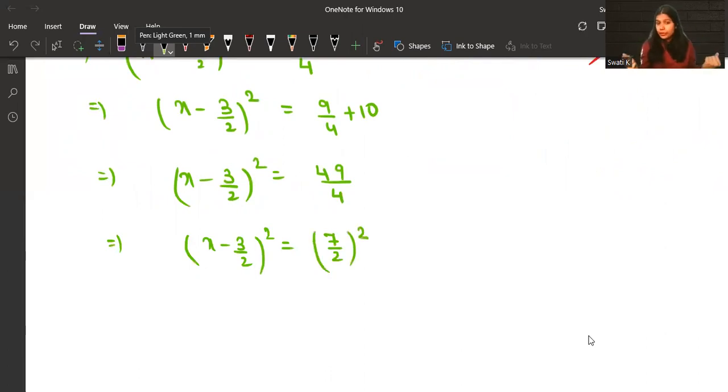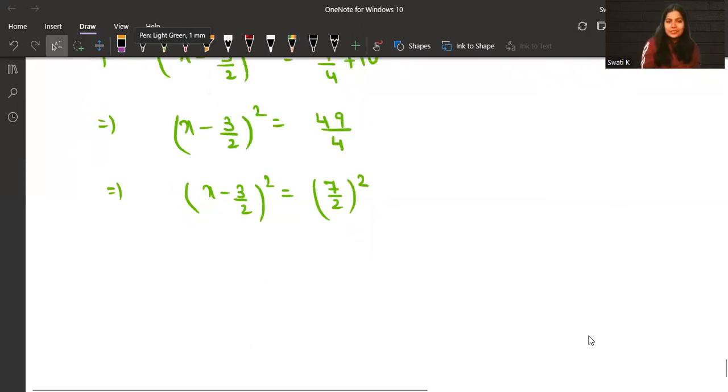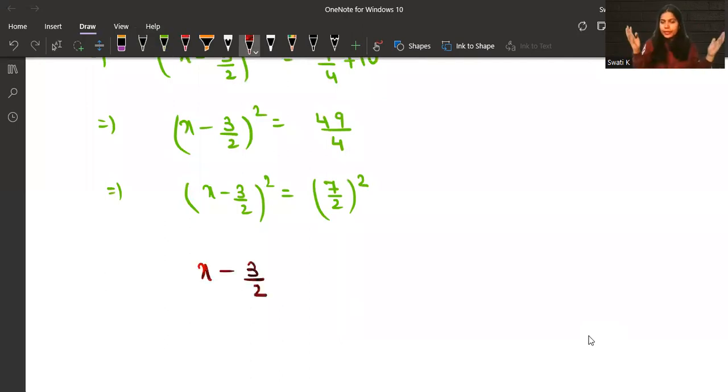Because 7 square is 49, 2 square is 4. Now, if I take a square root on both the sides, I have taken square root on both the sides. That means the square will get cancelled. And you know that whenever we take a square root, it's always plus minus, all right?